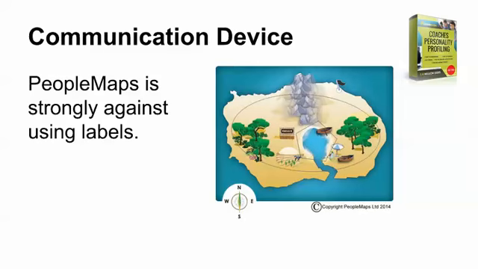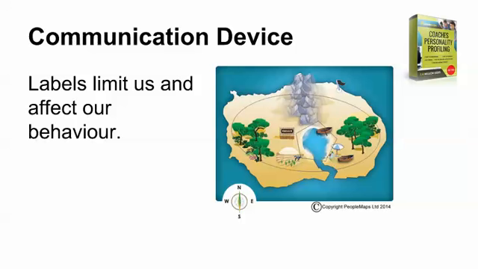Now, the primary thing to think about then, the map is, and its first real role is as a communication device. You see, PeopleMaps is very strongly against using labels. And most other profiling systems all use labels of some sort. But the trouble is that labels come with their own baggage. Every time you use a label, it has positive and or negative connotations. And this can therefore mean that labels can limit us in our own self-belief. Once you're given a label, it's really hard to shake it. And of course, it can therefore affect our behaviour. Now, the whole thing about profiling is not to affect behaviour, it's to understand it. That's really what we're trying to do.